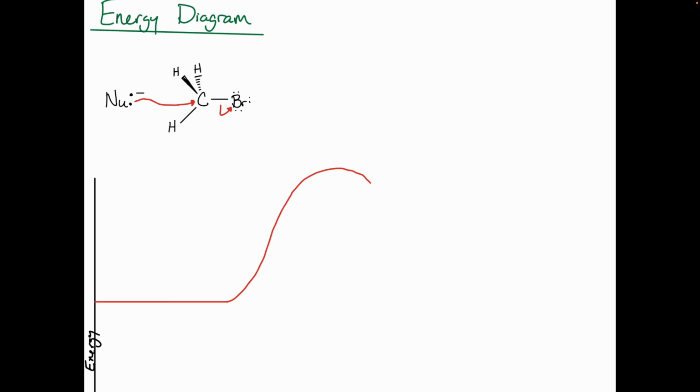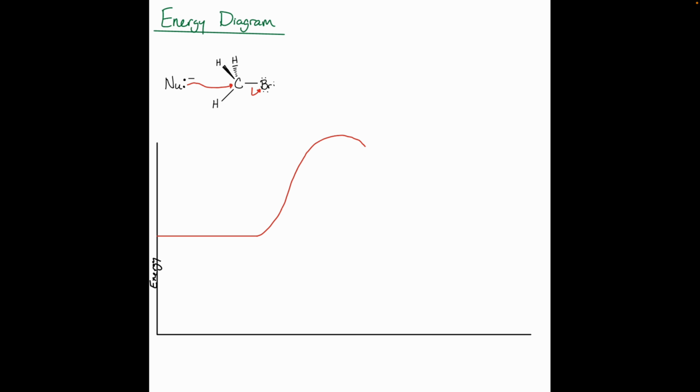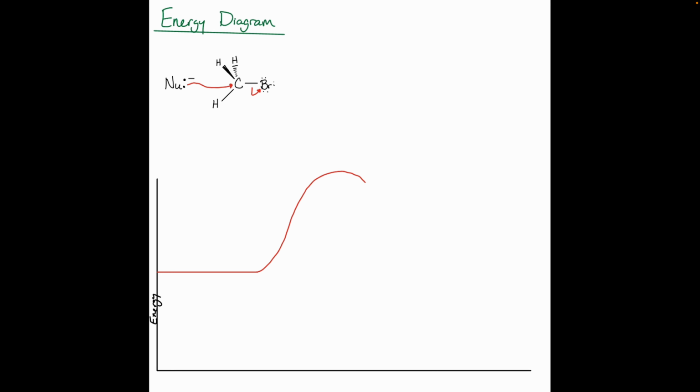And what do we say lives at the top of that energy diagram, that hump? What do we call that local maxima? That transition state. All right, so let's sketch out our transition state for this SN2 reaction here.